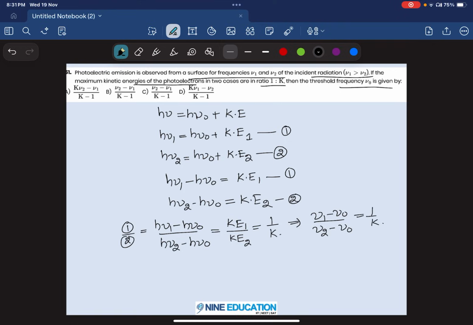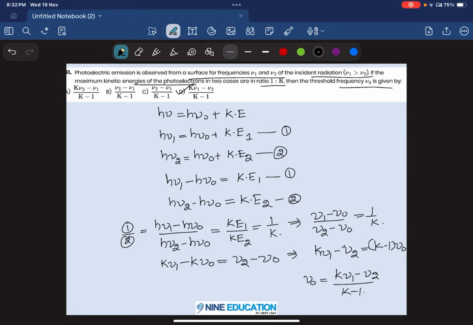Now solve for mu naught here. If you solve for mu naught, k mu 1 minus k mu naught is equal to mu 2 minus mu naught. From here, we get k mu 1 minus mu 2 is equal to (k minus 1) into mu naught. So here, mu naught is equal to (k mu 1 minus mu 2) divided by (k minus 1), which will be the answer. So the answer is option D. That is the answer for this question.